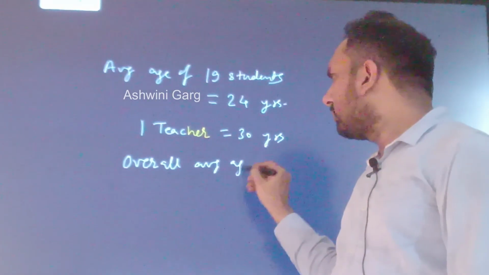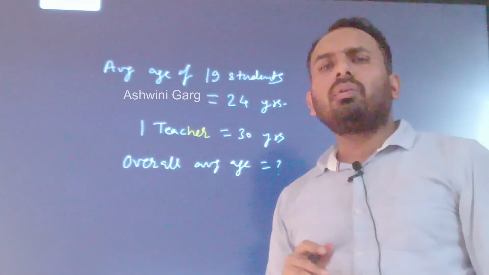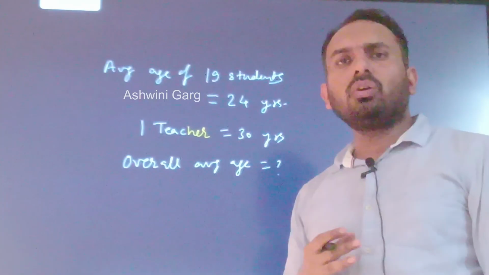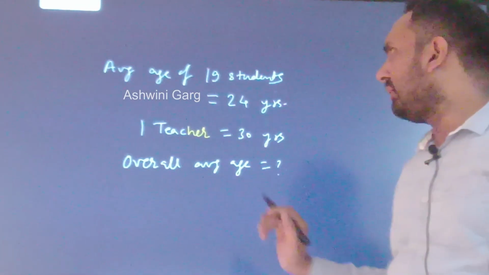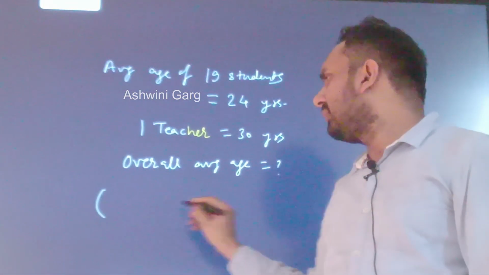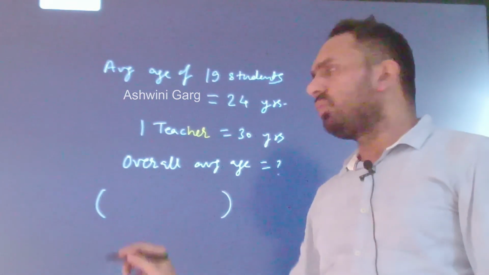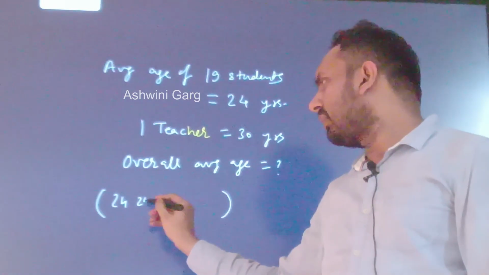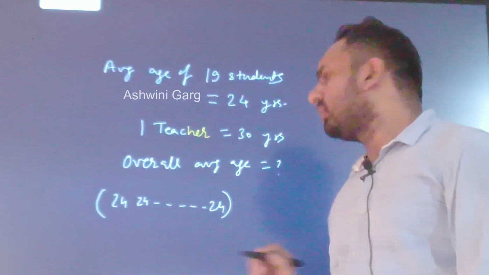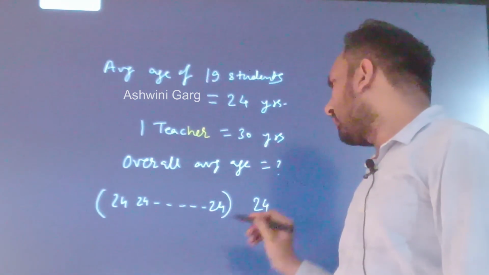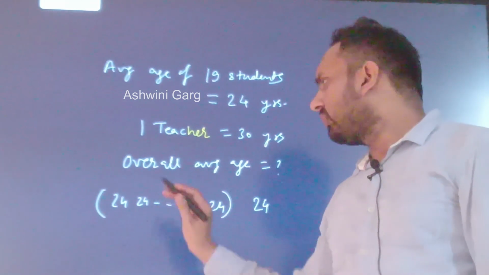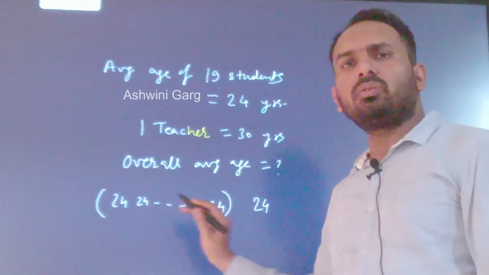average age. Now we can have formulas, but if we go simply by this concept which I have just told, we can easily assume that, let's say, these 19 students, if the average is 24, let's say all the students are 24. All the 19 students are 24. Can I say that if the teacher is also 24, there will be no change in the average? The average will be same because all the values are 24.